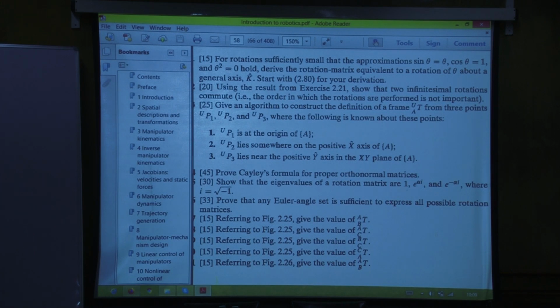Okay. So if you're thinking that rotation matrices are very easy, a lot of the problems are still not solved. So look at the difficulty level here. For example, here it says 30. So the lowest is 0, the highest is 50. So they scale it in that order. And it says prove that any Euler angle set is sufficient to express all possible rotation matrices. Show that the eigenvalues of a rotation matrix are 1, e raised to i alpha, and e raised to minus i alpha, where i is root minus 1.